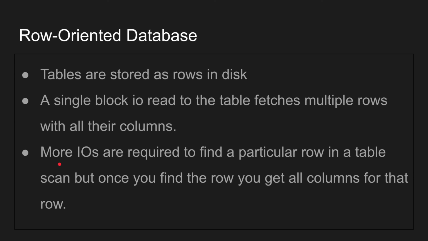So technically, you need more IOs to find the row you're looking for. Imagine you're doing a table sequential scan on the entire table. If you're looking for the employee with social security number 666, you're going to have to do a block IO. You get, I don't know, 7 rows, then search these rows one by one. You're only interested in the social security number, so you only want to pick that field. Unfortunately, you got all the fields.